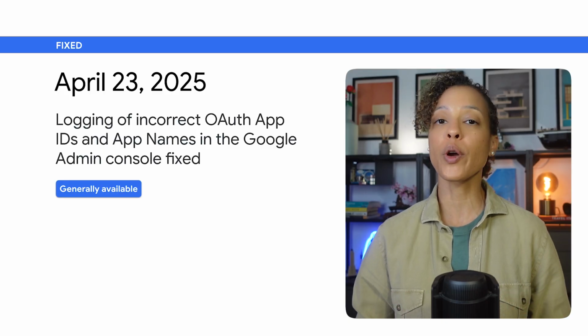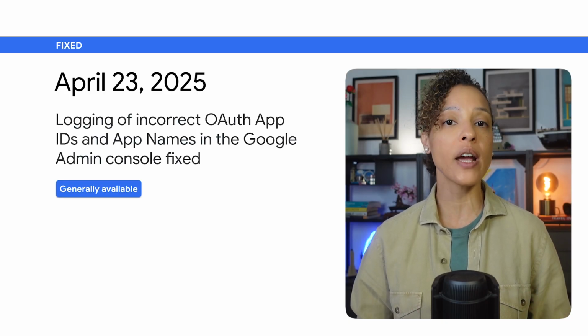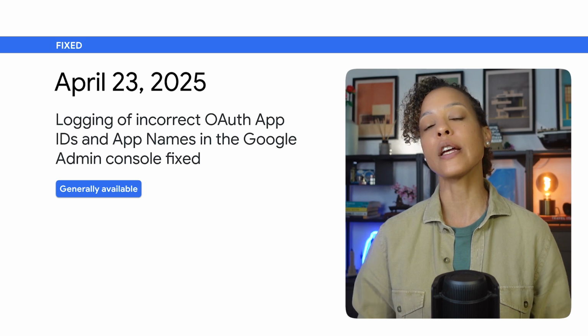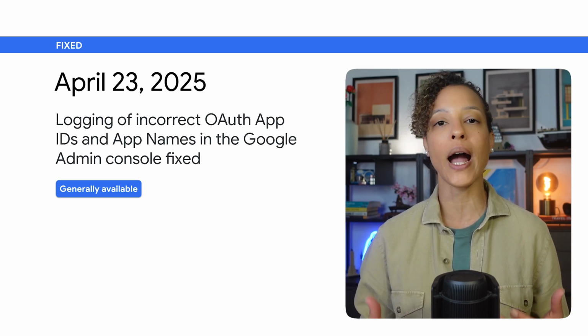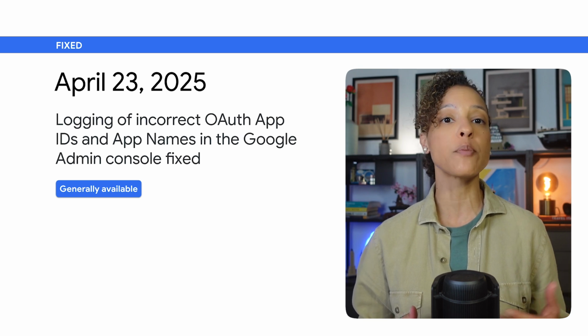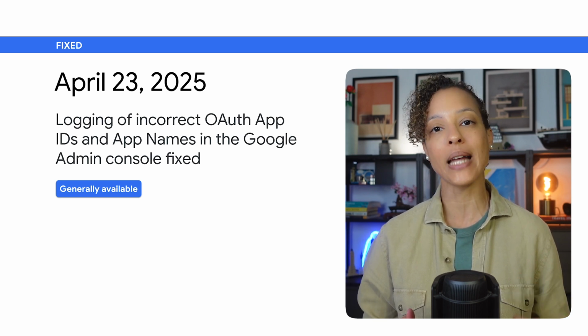A fix was deployed on March 27, 2025 to resolve a bug that caused incorrect OAuth app IDs and app names to be logged in the Google Admin Console for Google Sheets modifications made by time-based Apps Script triggers. This issue was present between approximately September 2024 and March 2025, and the logs created during this time period will not be corrected.